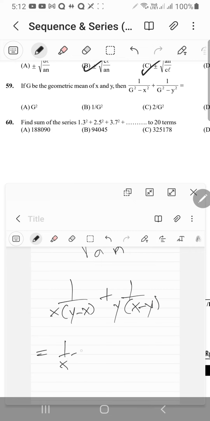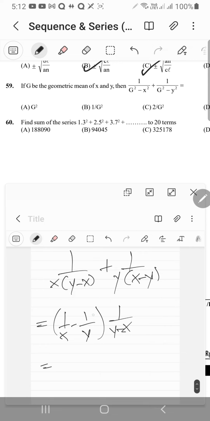Which is 1 upon x minus 1 upon y into 1 upon y minus x. So this is just going to be y minus x upon xy. And that's just 1 upon xy, which is 1 upon g squared.